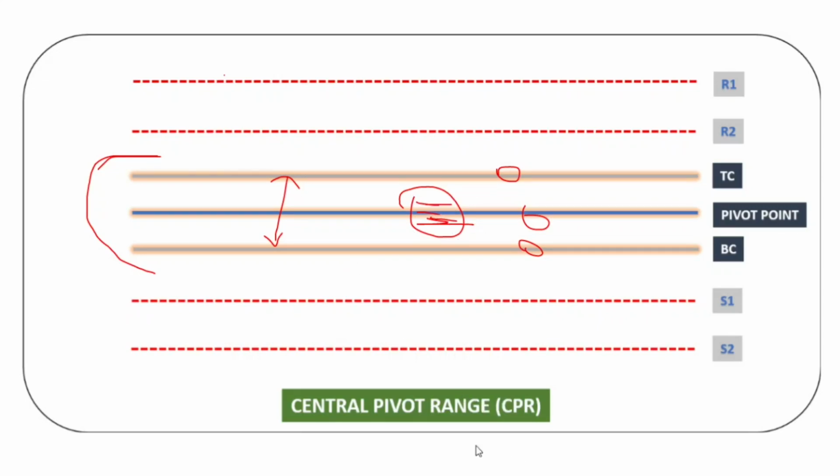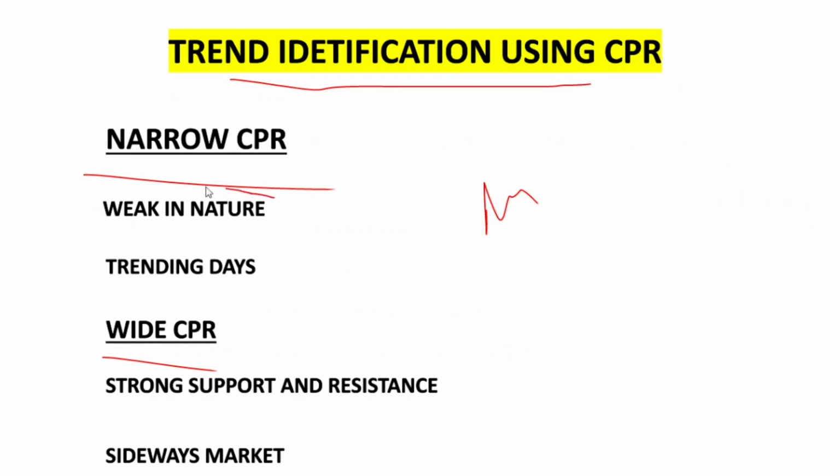What is the importance of narrow CPR? Narrow CPR will be weak in nature. Since the three lines, top CPR, central pivot range, and bottom CPR, are very close to each other, it will be weak. Price will easily break this range and make a movement. So it will be weak in nature.